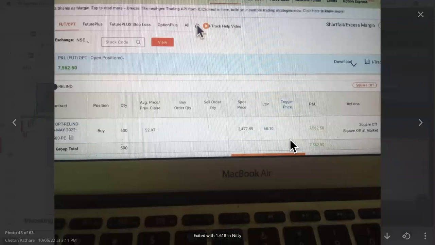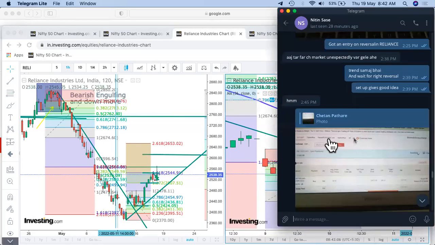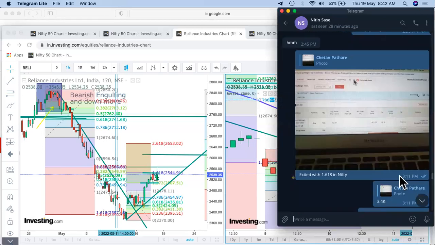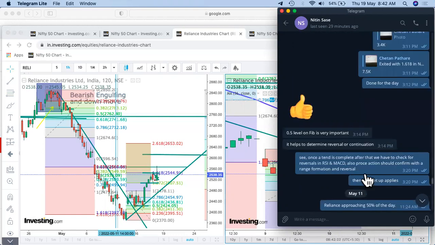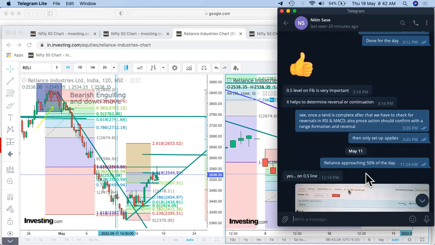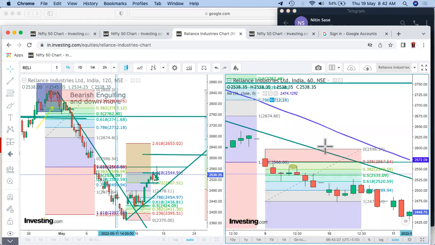And by the end of the day, it had accumulated good profits on 10th of May. As I told you, 311 is there. Probably after that, I started trailing my stop loss. So good profits were being made. One trade was for 3.4K and the second was for 7.5K. So it gave a good profit at the end of the day, because once you know the direction of the trade, things become much easier.